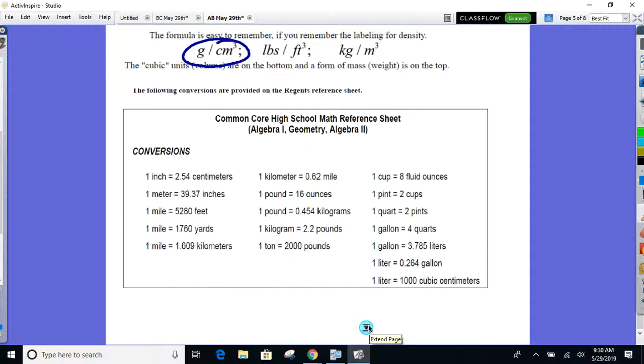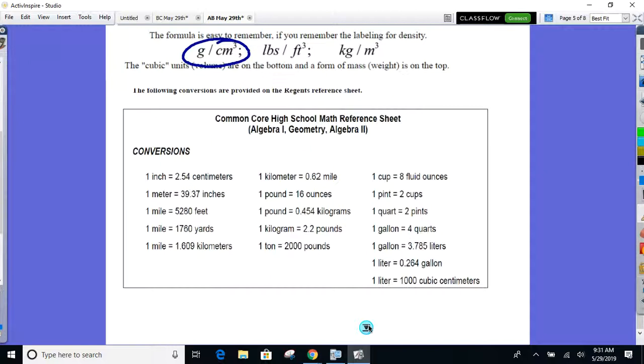All these conversions are on your reference sheet. I will not give you one that's not on there. Do I expect you to know 12 inches in a foot? You're darn right. That's not going to be on there, sorry. But other than that one, anything you need to convert should be on here somewhere, or I'll give it to you in the problem.